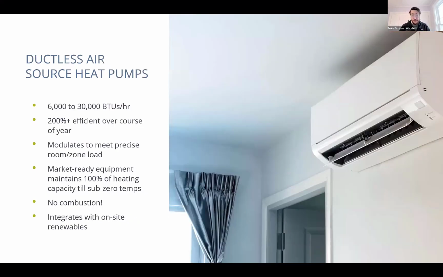For ductless mini splits or ductless air source heat pumps, typically the range of this equipment is between 6,000 all the way up to 30,000 BTUs. For all equipment, we should be hoping for a coefficient of performance of greater than 200% over the year. The equipment modulates to meet the exact room load. What that means is it doesn't turn on and off like all of the traditional systems that we've looked at before. It just figures out what the load is of the room and it dumps in the appropriate amount of heat and it just runs continuously.